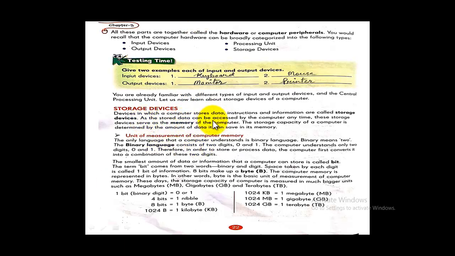As the stored data can be accessed by the computer at any time, these storage devices serve as the memory of the computer. The storage capacity of a computer is determined by the amount of data it can save in its memory. A pen drive, so 4 GB pen drive, 1 GB pen drive, 2 GB pen drive, 16 GB, 32 GB, 64 GB.